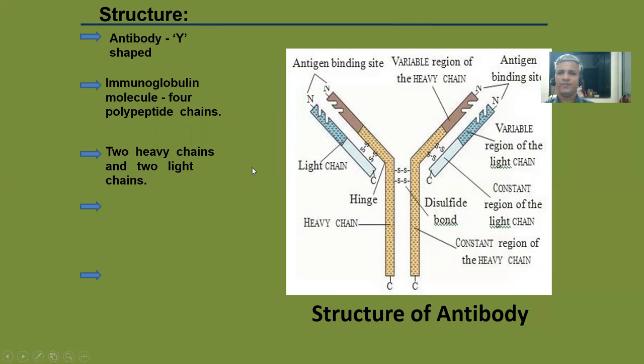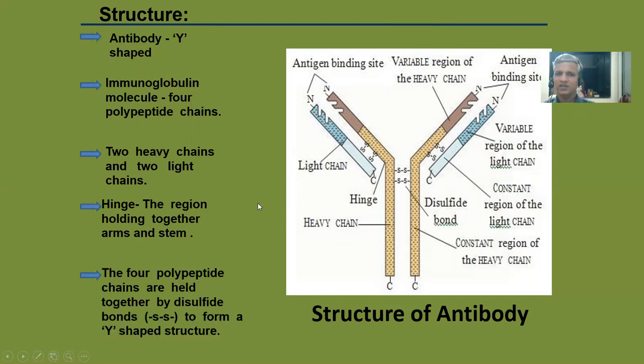Out of these 4 polypeptide chains, 2 are heavy chains and 2 are light chains. See, the 2 light chains are shown in blue color and the 2 heavy chains are shown in brown color. Here is the region which holds the 2 arms and the stem of the antibody together, and this region is called the hinge region. The 4 polypeptide chains are held together by disulfide bonds, forming the Y-shaped structure.